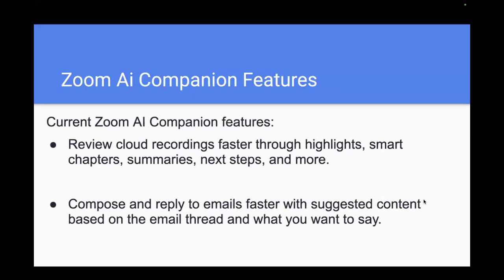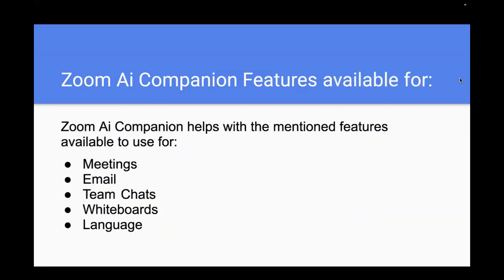So some of the current features are that it's able to review cloud recordings faster through highlights, smart chapters, summaries, next steps, and more. You're also able to compose and reply to emails faster because it gives you suggested content based on the email thread and gives you suggestions for what you can say. Some other features you can use it for are meetings, emails, team chats, whiteboards, and language, just in general helping with communication.